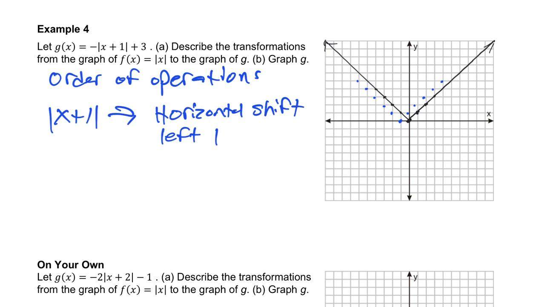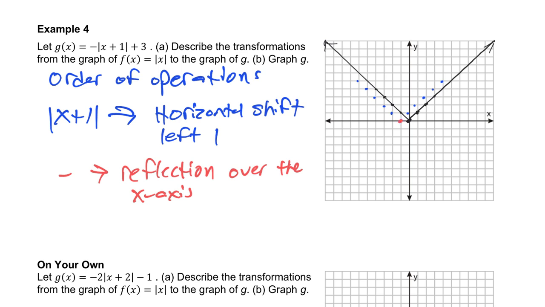Now I'm going to pick a different color. And then I have that negative. The negative is a reflection over the x-axis. So what that means is I'm going to start with my vertex. My vertex is already on the x-axis, so it's going to stay there. It's going to stay here.